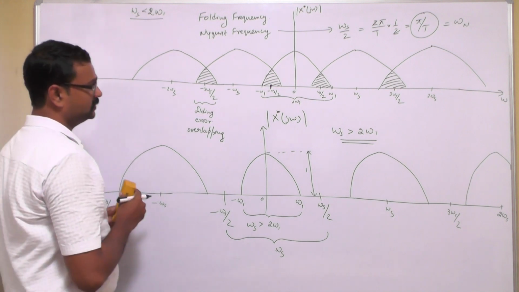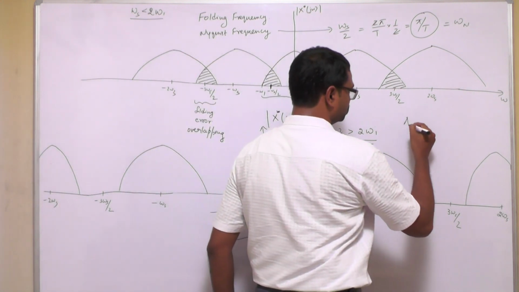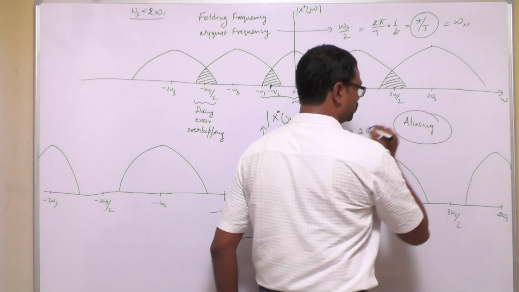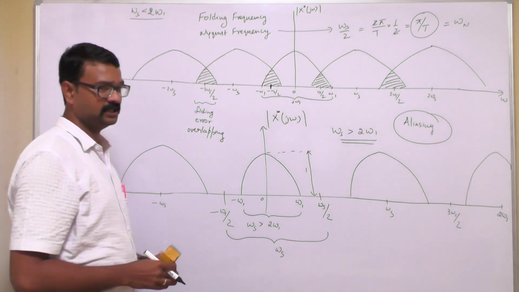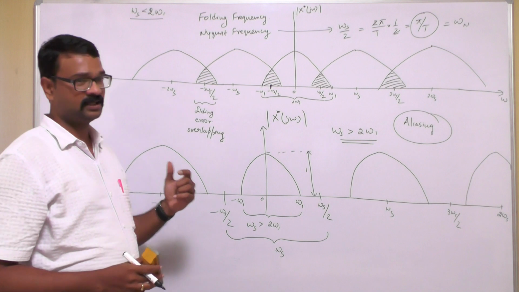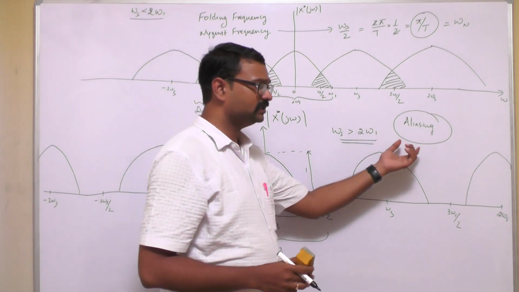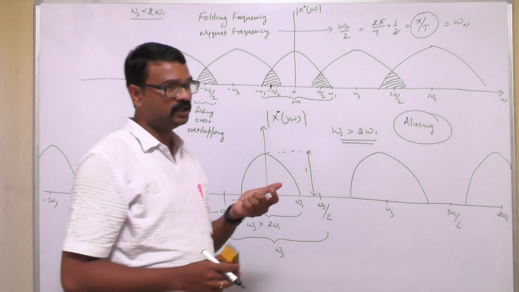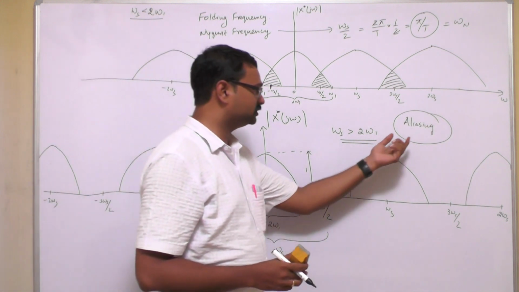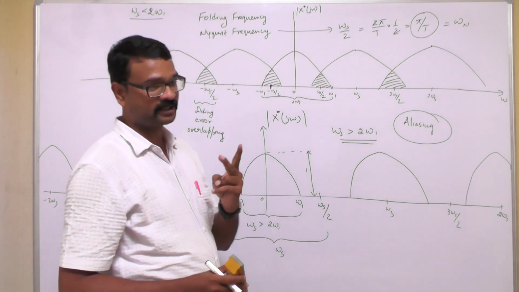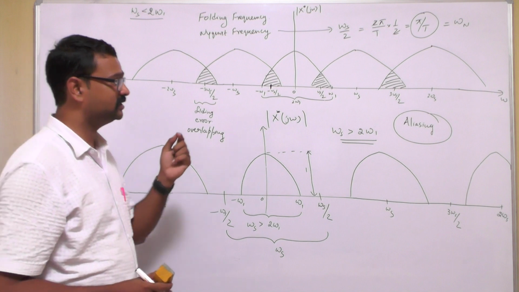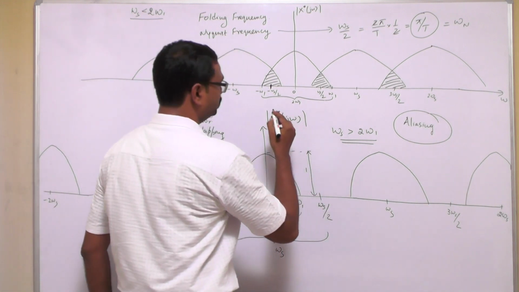And the other parameter that we are going to discuss here is aliasing. What is meant by aliasing? Alias: if my name is Ravi and Kumar, you can say Ravi alias Kumar. Therefore, aliasing is nothing but having two names for the same person. Similarly, you will have two frequency spectral components at the same frequency. That is what we are trying to see here.